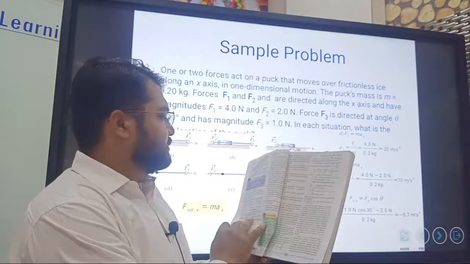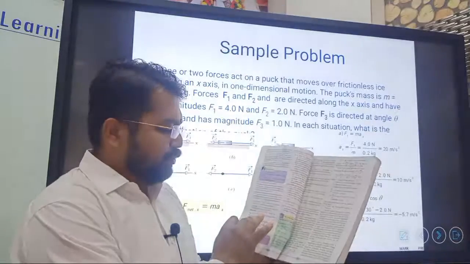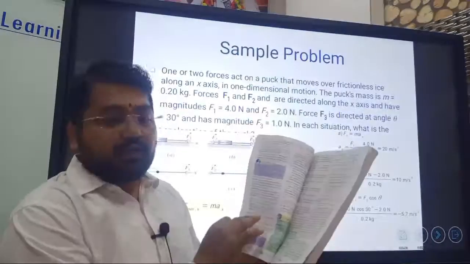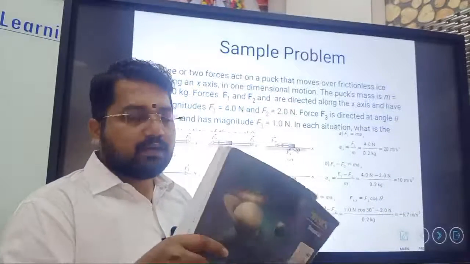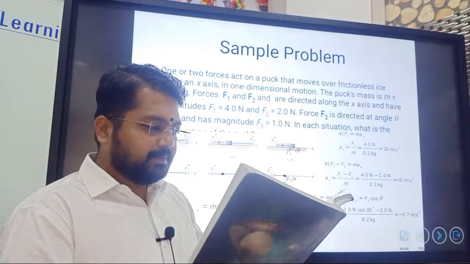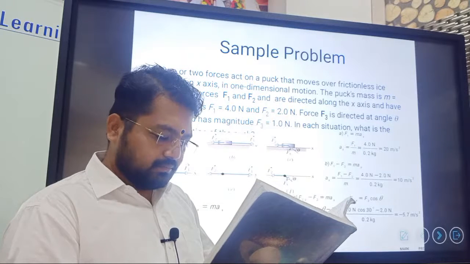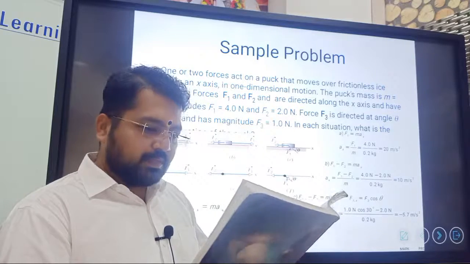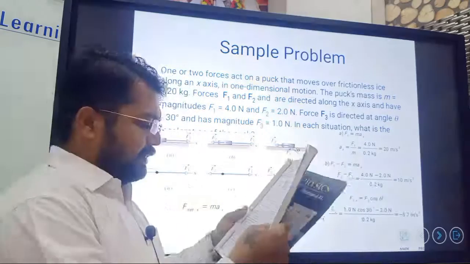And then next is Newton's law of motion. So we have completed the first law. We are in the second now and then we will move into the third. With respect to the second law, we have seen one numerical. Yes, here also one example is given.